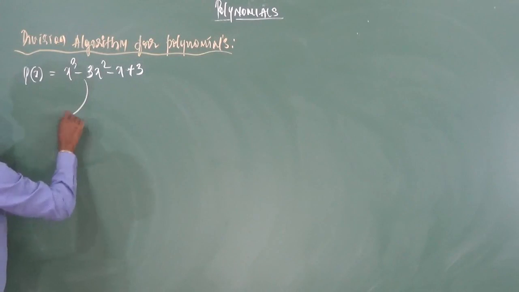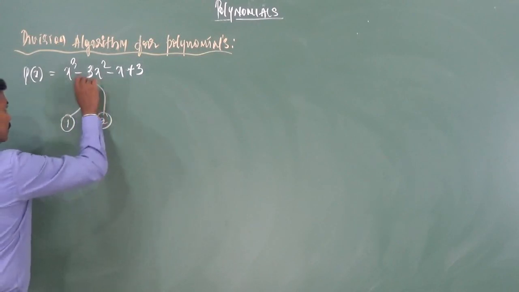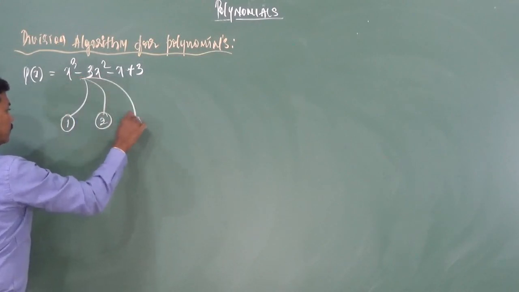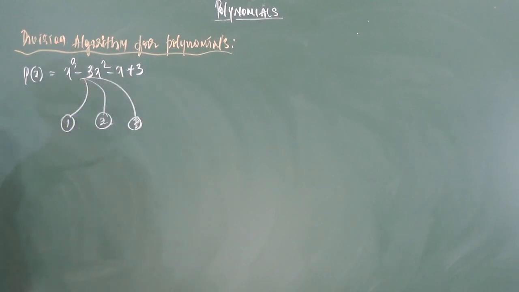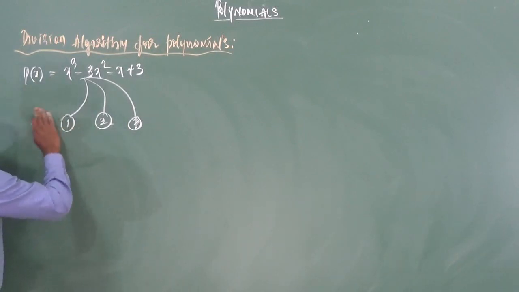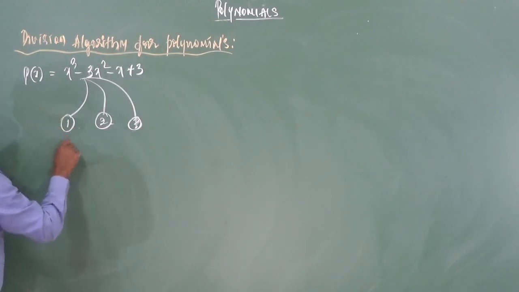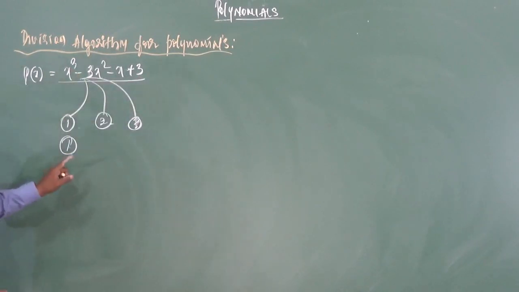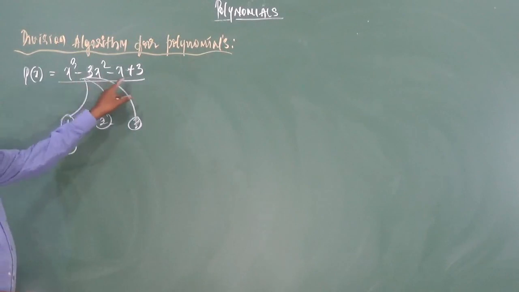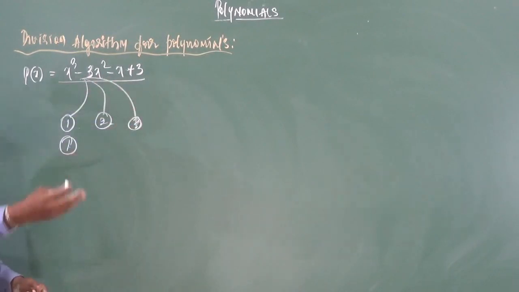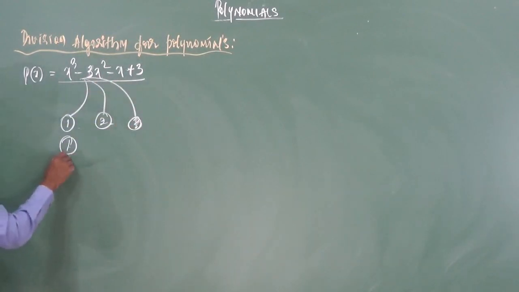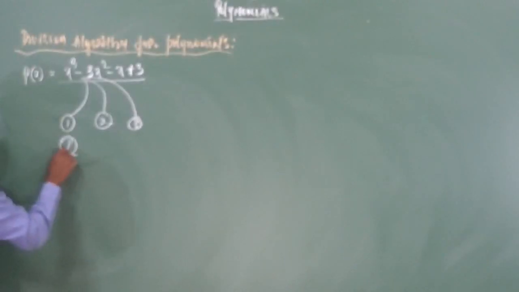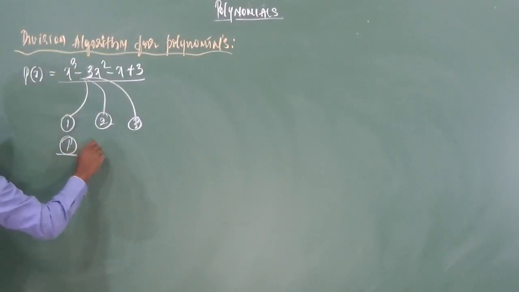This is one zero, this is the second zero, and this is the third zero. We have all the 3 zeros of the cubic polynomial. Out of these 3 zeros, I will give you 1. That is, I will tell you that 1 is one of the zeros of this polynomial. Find the other two.